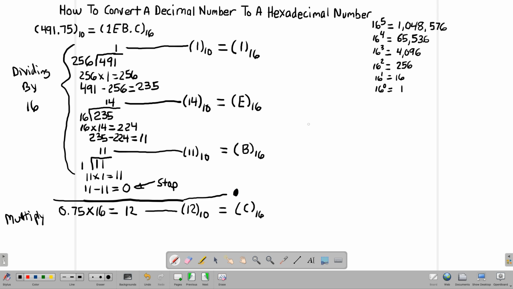So what this shows is that we have the value 491.75 in decimal is equal to 1EB point C in hexadecimal. And this is what we wanted to show.